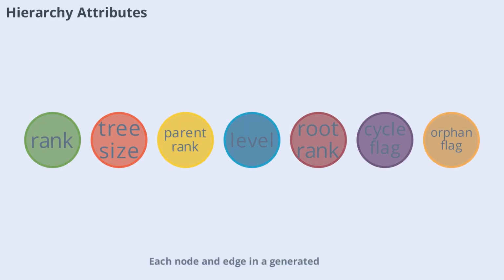Each node and edge in a generated hierarchy includes a set of standard attributes, such as rank, tree size, parent rank, level, root rank, and flags for cycles or orphans. These attributes provide detailed information about the structure and relationships within your hierarchy, enabling advanced analysis and custom navigation logic.